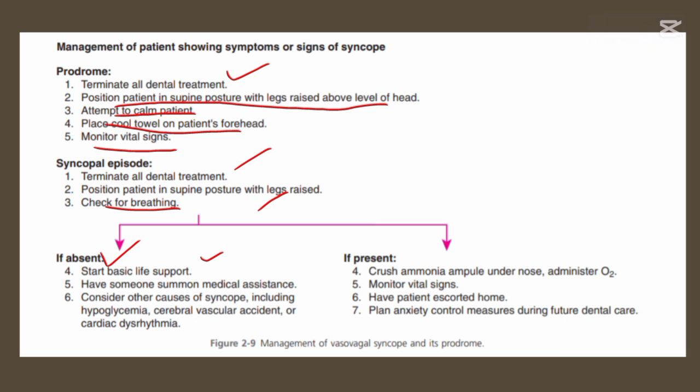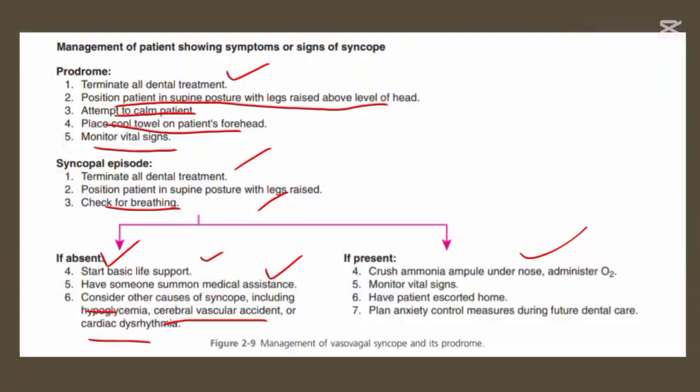Have someone summon medical assistance, meaning call for medical help, and consider the causes of syncope, which include hypoglycemia, cerebrovascular accident, and cardiac arrhythmia. If the breathing is still present, what you have to do is put a crushed ammonia ampule under the nose, which is very important, or also administer oxygen. Monitor the vital signs and have the patient escorted home. Plan anxiety control measures during future dental care. So basically, I have told you how to reduce the anxiety.